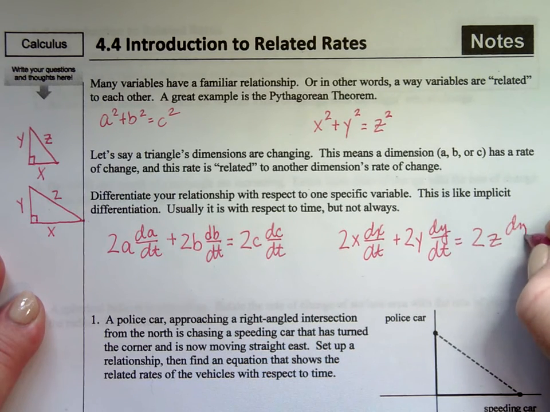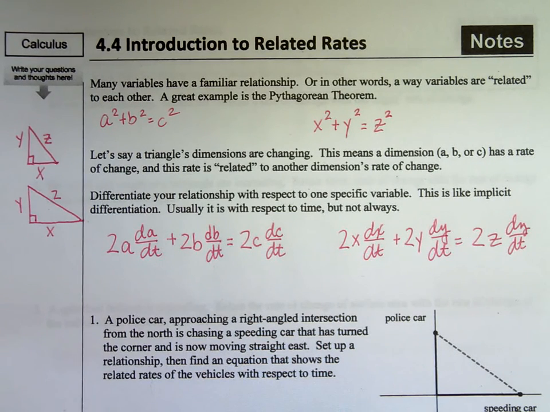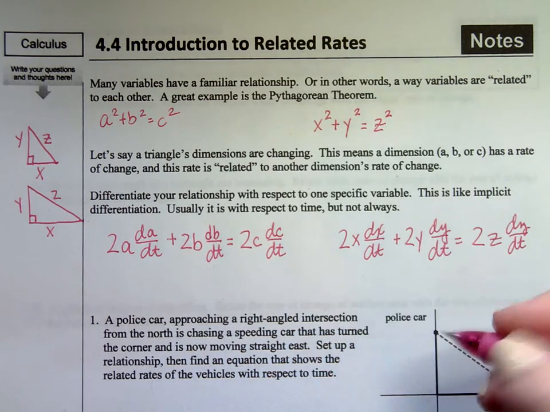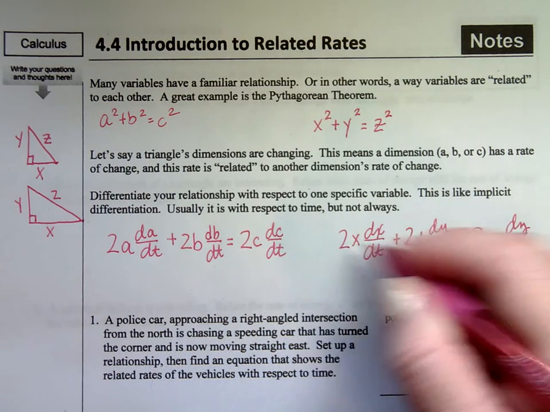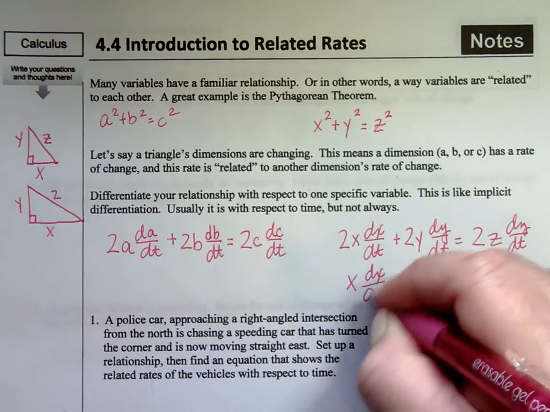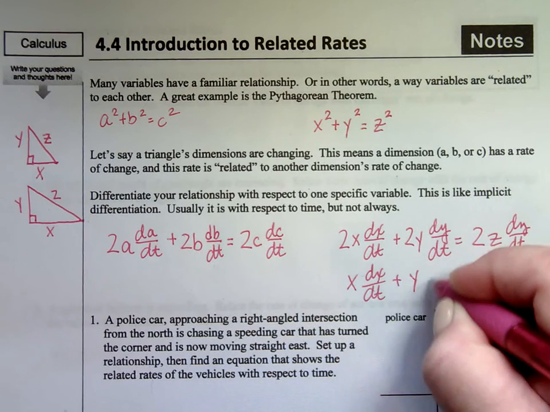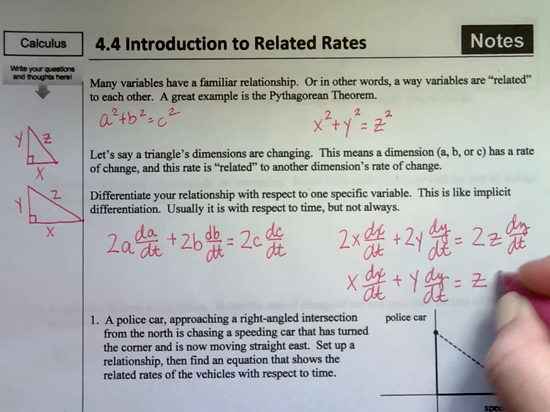Now some of my savvy students, because I know you're savvy, might say, yo, everybody got a 2. Can I cancel out the 2's? And the answer is yes. Yes, you can. Same thing will apply to this guy, because this is the one that we're really going to be using. So if I take all my 2's away, divide everybody through by a 2, it's really x dx over dt plus y dy over dt equals z dz over dt.